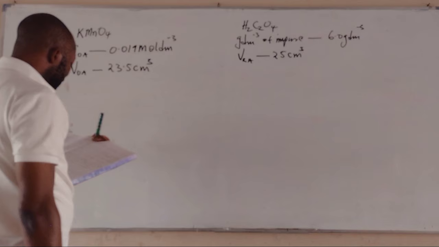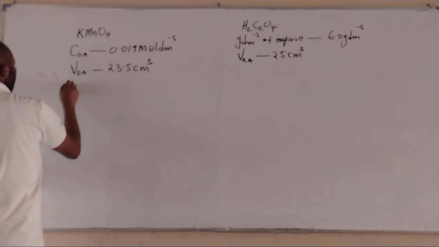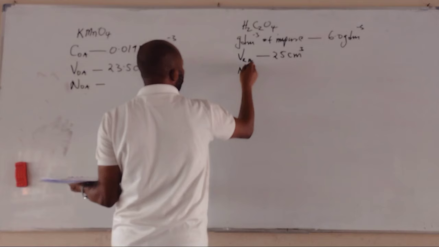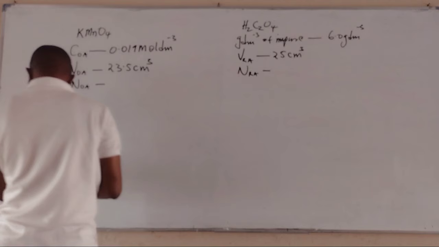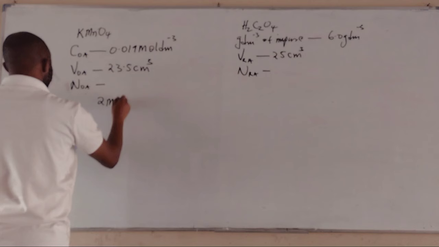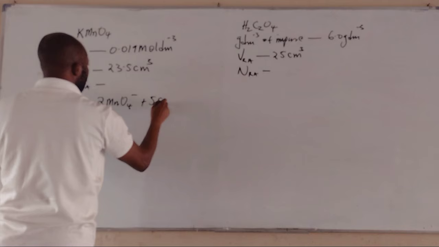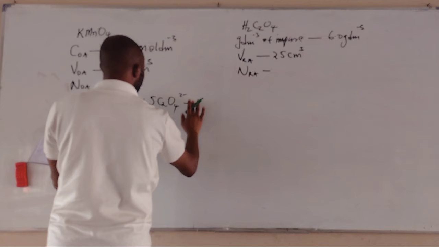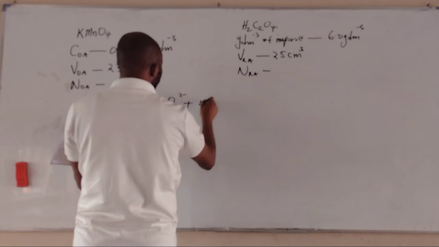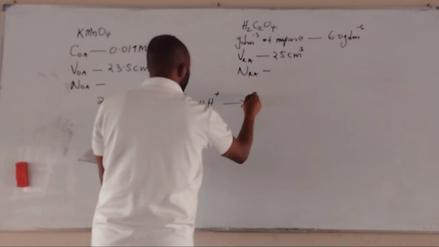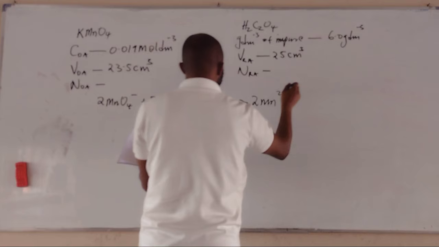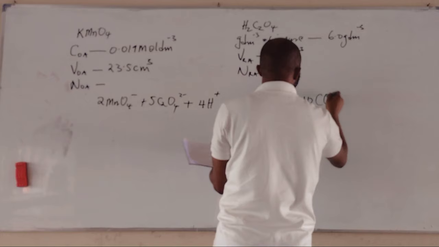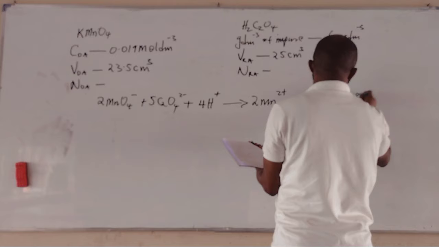If the equation of reaction is given to be this, then from the equation of reaction we'll be able to get the number of moles of oxidizing agent and the number of moles of reducing agent. So let's get the equation of reaction, which is 2MnO4 minus plus 5C2O4 2 minus plus 16 hydrogen plus gives us 2Mn 2 plus, 10 CO2 plus 8 moles of water.